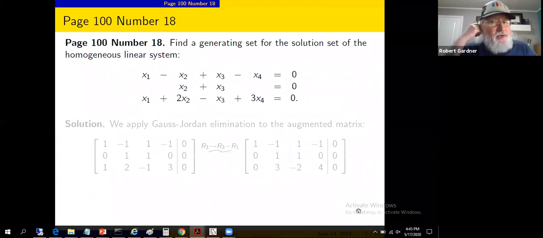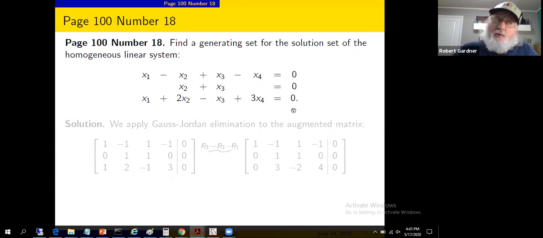Okay, find a generating set. It'd be like a spanning set, eh? For the solution set of the following homogeneous linear system. Okay, let's see. We've got 4 unknowns and 3 equations, homogeneous. Right-hand sides of all the equations are 0.